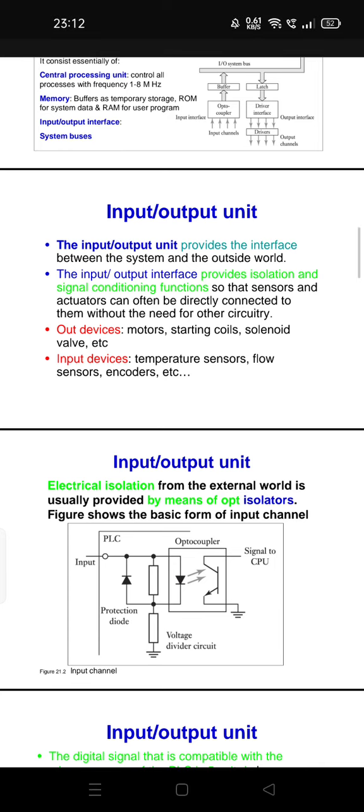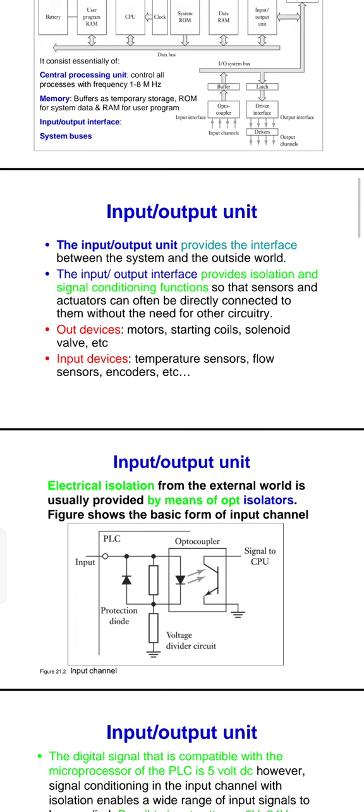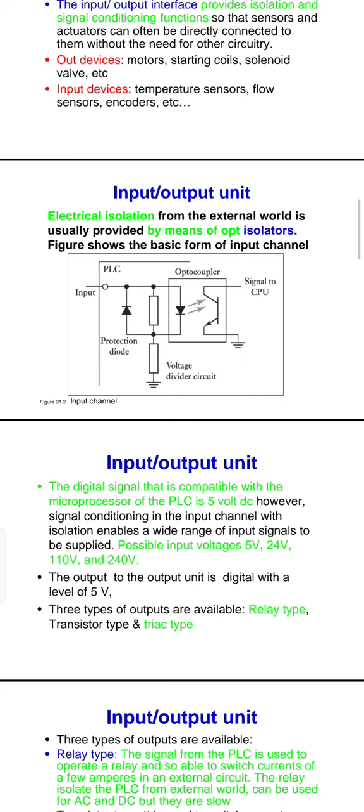Like a PLC input, there is a protection diode, an optocoupler, and a signal to the CPU through a voltage driver circuit. The input to the unit is a digital level compatible with the microprocessor of the PLC, 5 volts. However, the signal is isolated, so the possible input voltages are 5V, 24V, 110 volts, and 240 volts. The output is with the digital level of 5 volts.